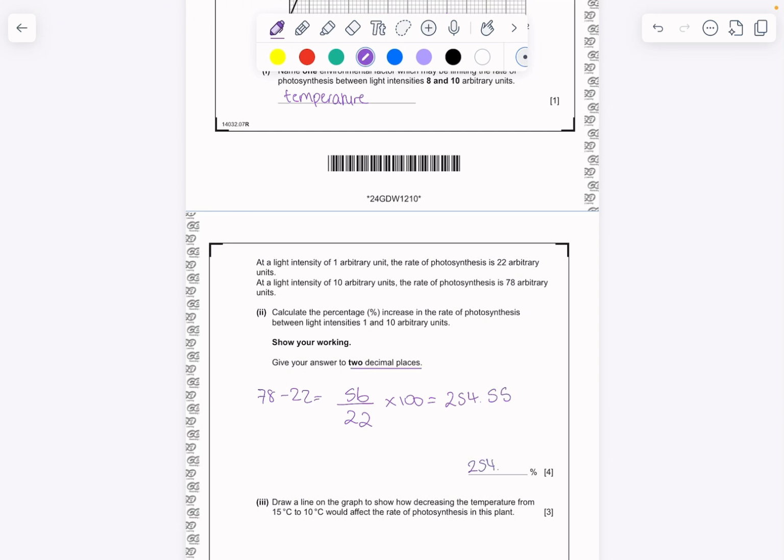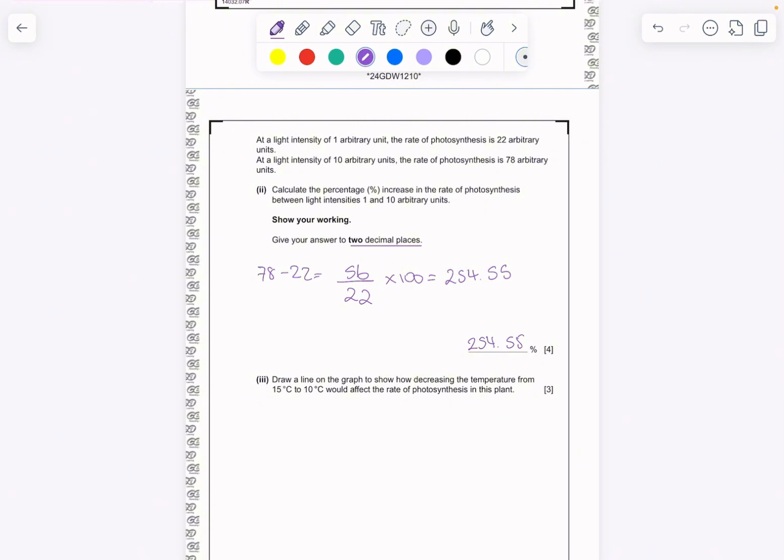So 254.55. Draw a line in the graph to show how decreasing the temperature from 15 degrees to 10 degrees would affect the rate of photosynthesis in this plant. So remember you're decreasing it. So if you're decreasing it, what's going to happen to the line? It's going to plateau below it, okay? So you have to make sure that it's under the line that originally is there.